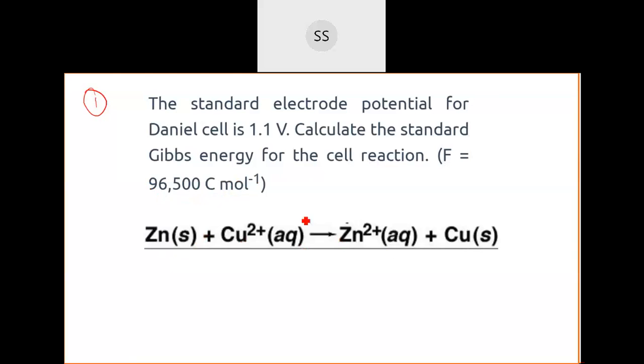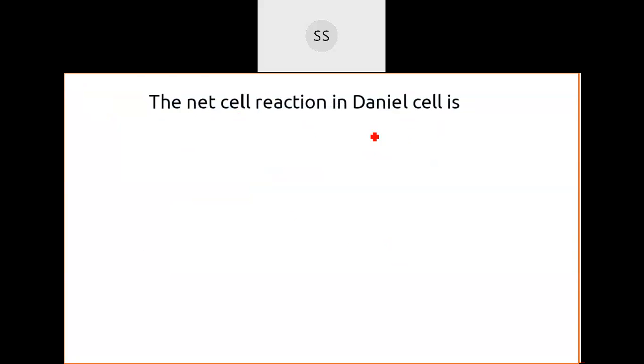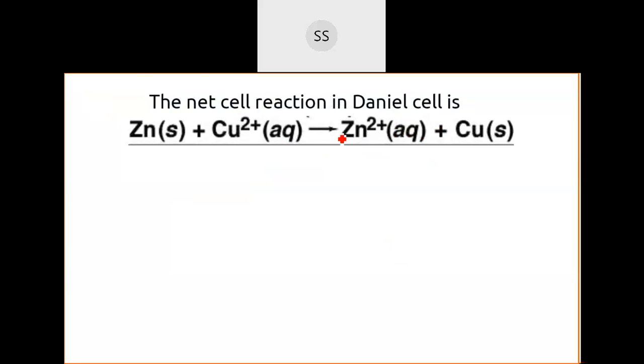So this is our standard Daniell cell equation, zinc plus copper ion giving you zinc ion and copper. So the net cell equation is given to us. If they don't give it, you need to write it, if they ask only, otherwise not required. So here what is the n value? You can find out, we have done that before also. Zinc to Zn2+, n value becomes 2.